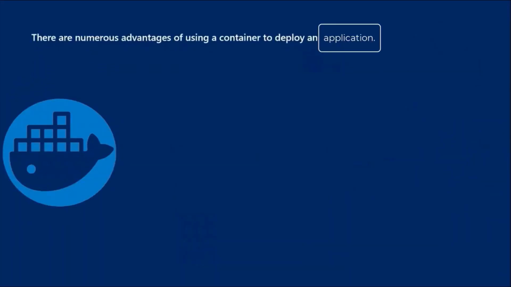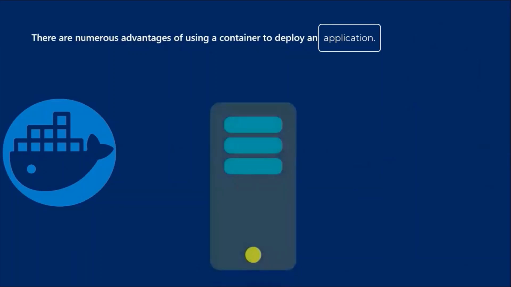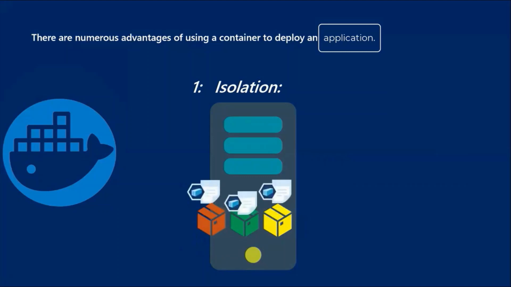And moreover, there are numerous advantages of using a container to deploy an image. First of them is isolation. All the containers are completely isolated from each other, which means each application has its own libraries. No conflict will arise because the dependencies are in one place, and the dev and operation teams are basically working on the same Docker file, which means reducing the risk of broken servers and broken apps.